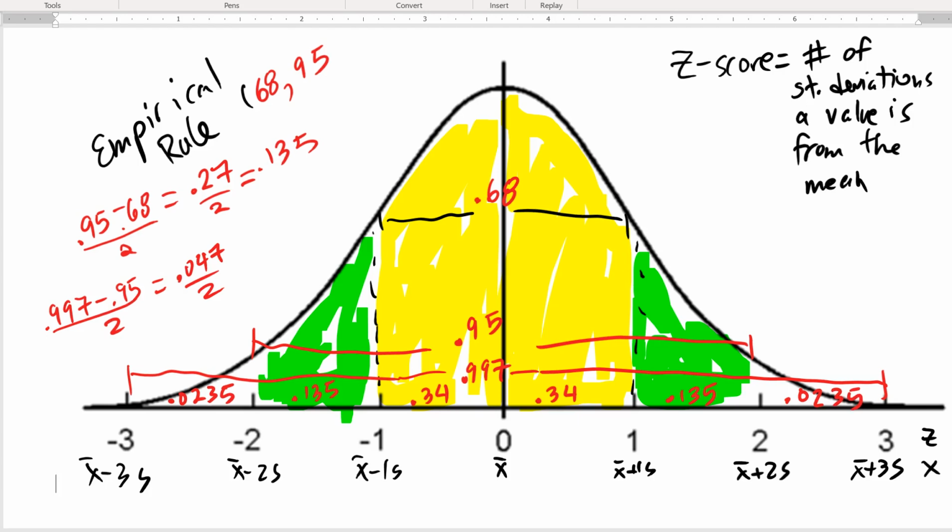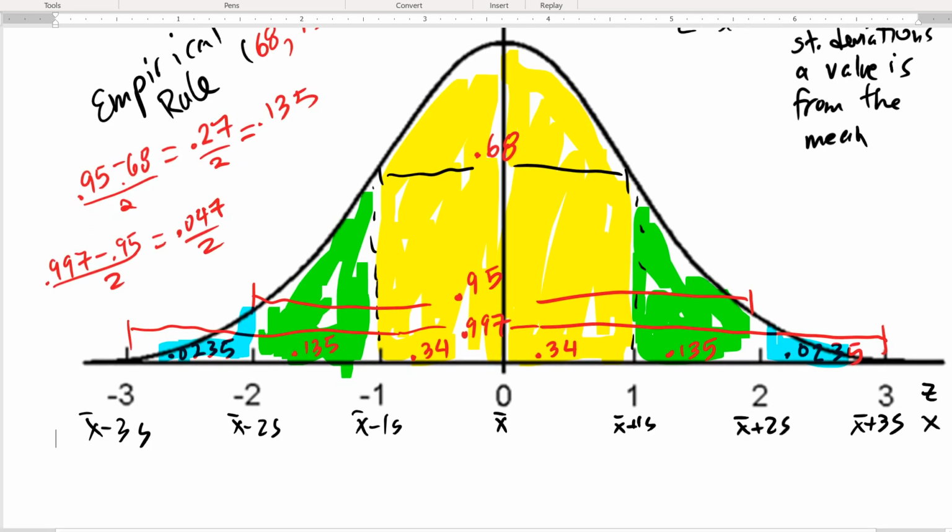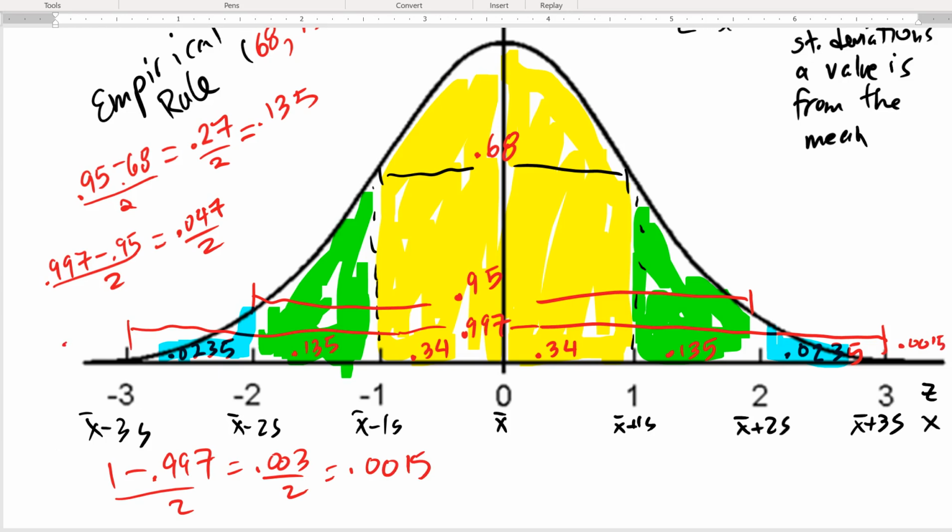What's left? What are these little pieces on the outside worth? Let me color code just to make sure we're clear here. So that's these little pieces right here and right here. What are the little pieces on the outside worth? Well, if everything on the inside here is worth 99.7, then I can do 1 minus 0.997 means I got a measly 0.3%. So that makes each of those 0.0015. Really tiny pieces.